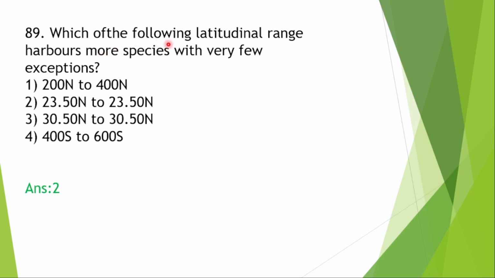89. Which of the following latitudinal ranges harbors more species with very few exceptions? There is a small mistake there: it must be 23.5 degrees N to 23.5 degrees S, this option 2. So make a correction there. Okay, not 50, this is 20 degrees N. Make a small correction there.